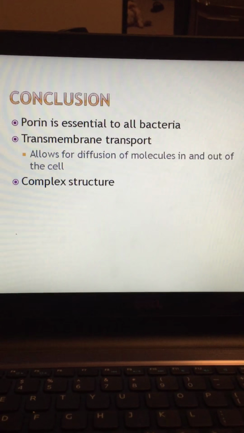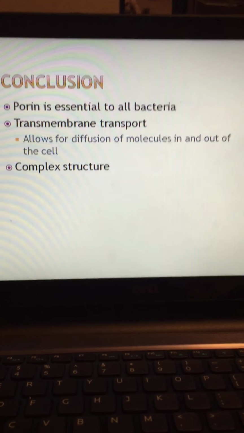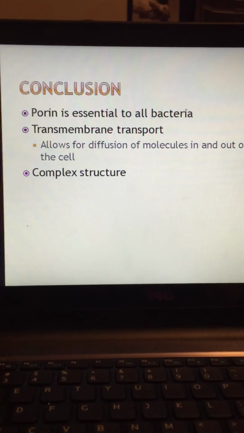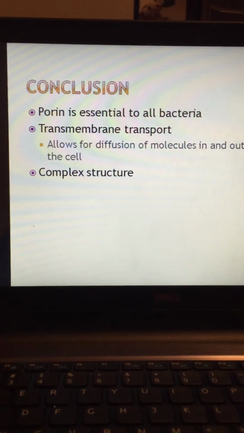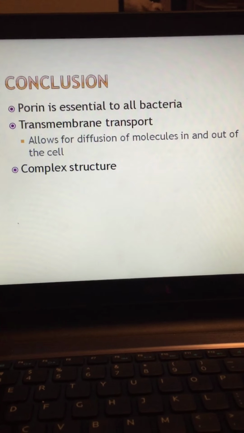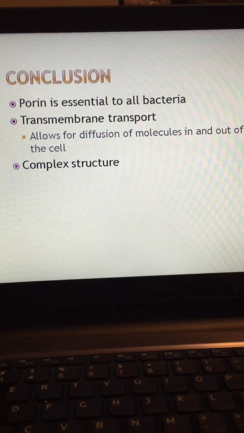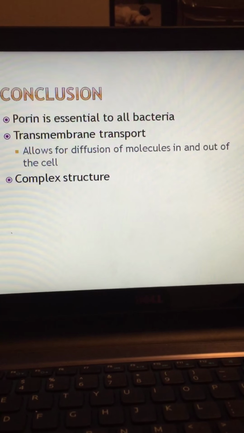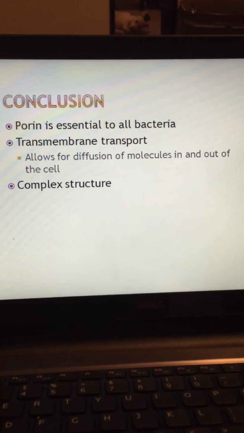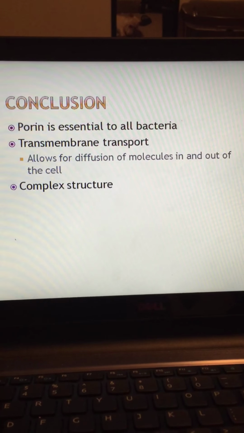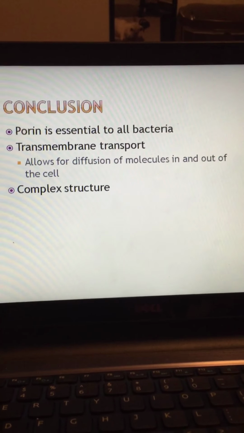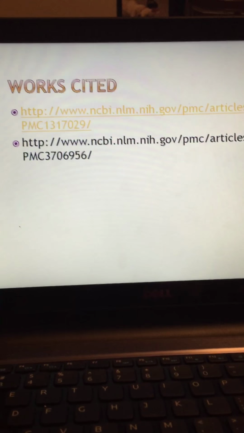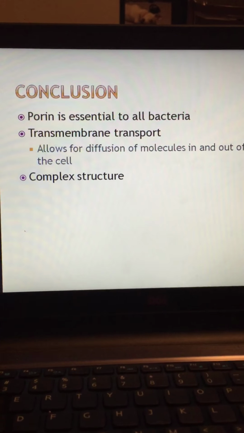So in conclusion, porin is essential in all bacteria because it deals with transmembrane transport. Because it's on the outer membrane, it helps facilitate the diffusion of small molecules in and out of the cell, because without it, it could cause some serious damage. It basically moves molecules between the periplasmic space and the external environment, and the complex structure essentially helps the bacteria's function. And those are some of my sources, so that's it.